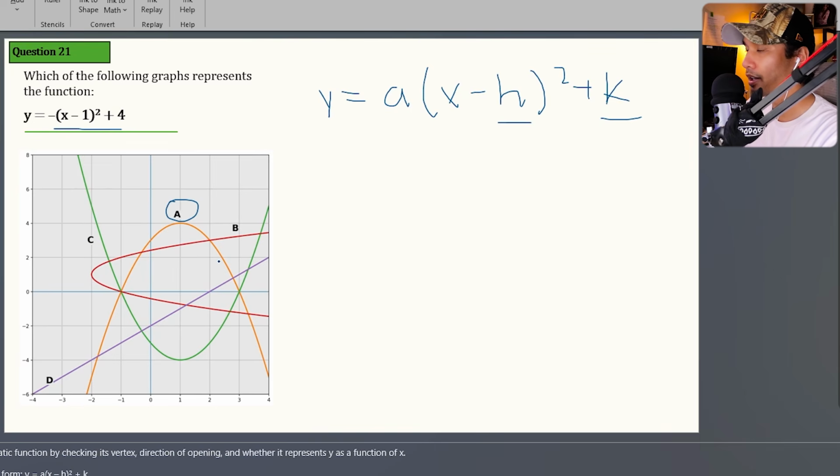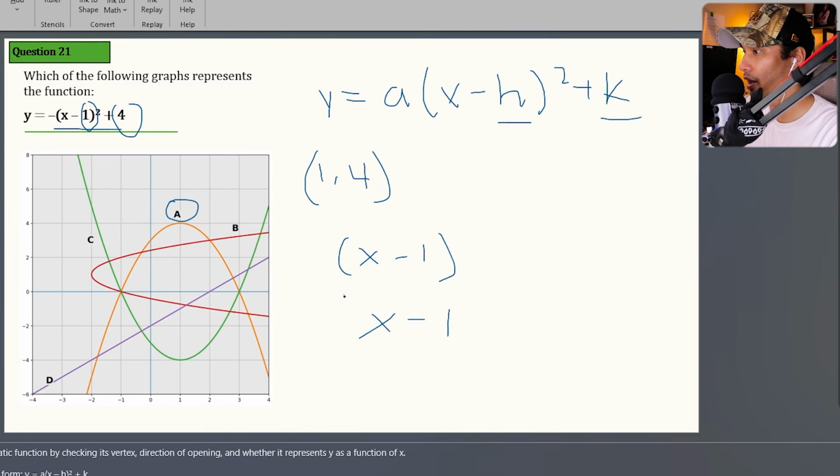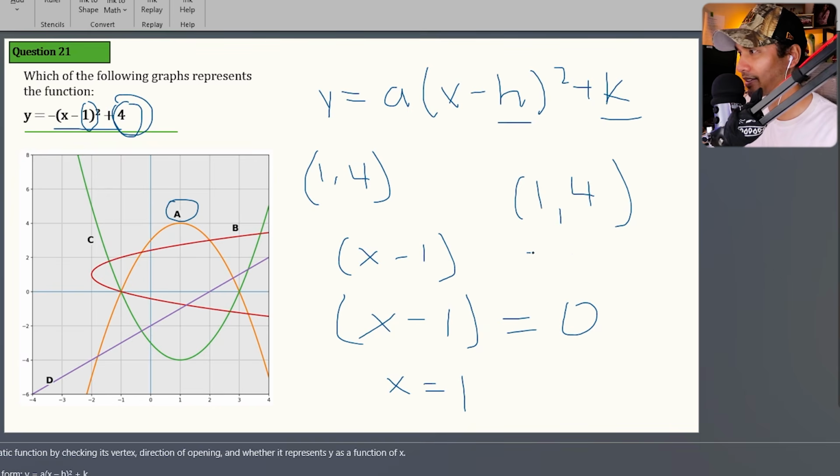We could go further and figure out the point 1, 4. I know it's weird, right? You would think it's negative 1, but if we solve, we get x minus 1 equaling 0, and then x equaling 1, and then we get 1, 4. I think this is how you find it. I'm not 100% on that.